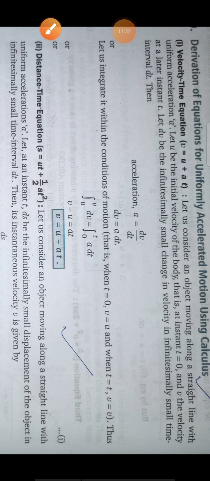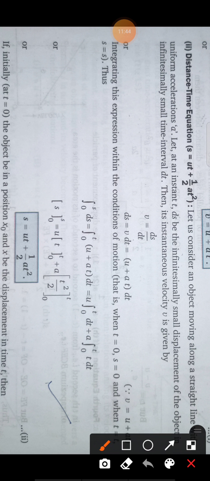Now the second equation of motion is s is equal to ut plus half at square. So you have to derive it using calculus. First you can write: let us consider a moving object is moving in a straight line, its acceleration is a, then initially displacement was 0.